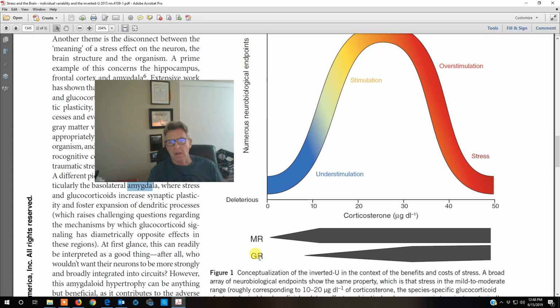This is the glucocorticoid receptor, and this is the bad one, all right? How's that sound, okay? So this is the magical one. This is the bad receptor. When it gets overactivated, you get overstimulation. You get all kinds of dire consequences, okay?